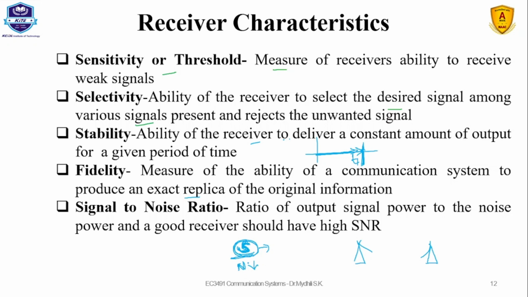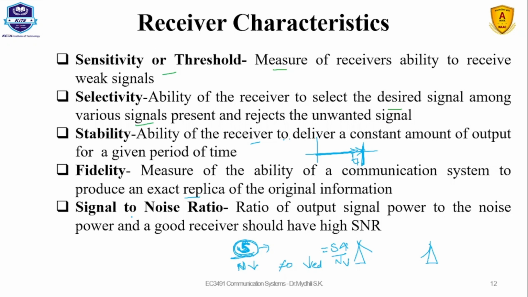So if I switch off the fan, you will be able to hear all sorts of noise around your environment. So noise cannot be made zero, but it can be reduced. The point here is that the signal level must be much higher than the noise level. That is called the output signal to noise power ratio.